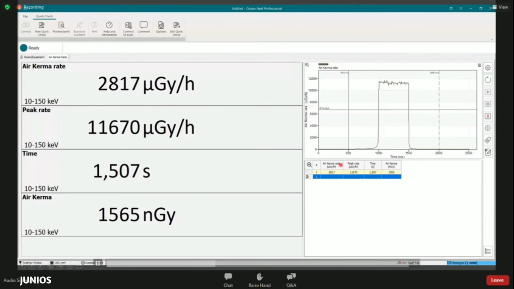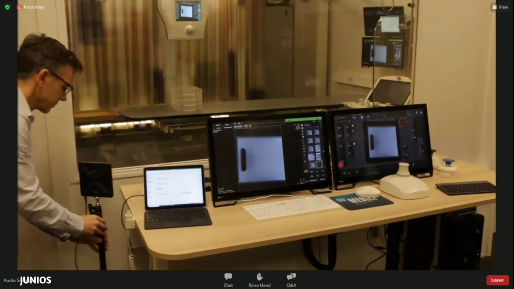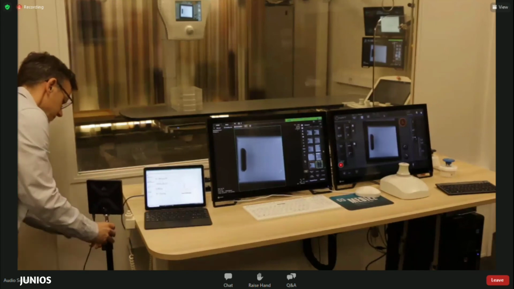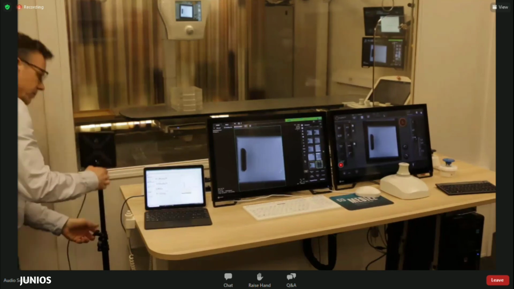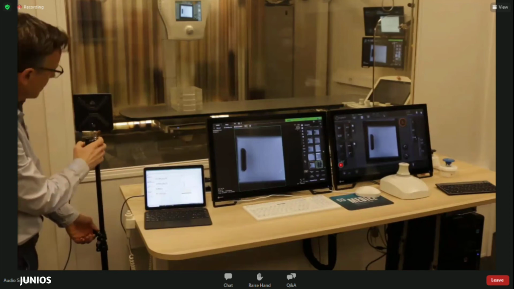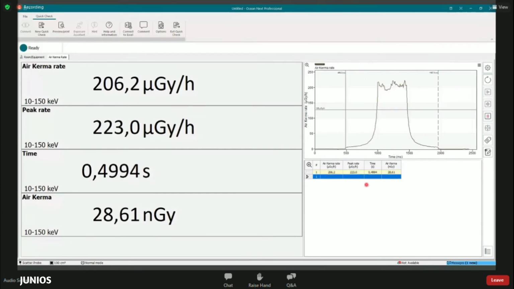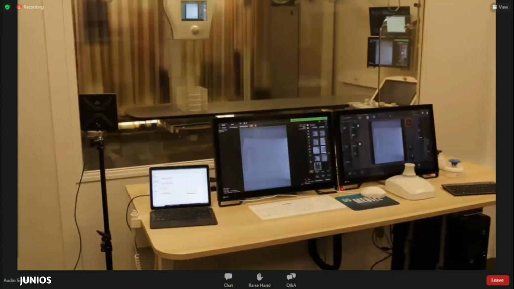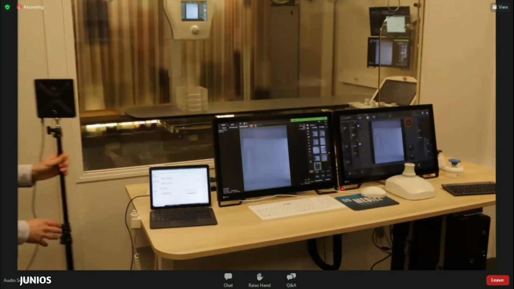So what else can we do here? We take the scatter probe outside of the room, and then we do a measurement outside the control area, and we see whether there's a scatter transmission through the glass. We capture the measurement here, and then we go to the other side and also check on that side as well.